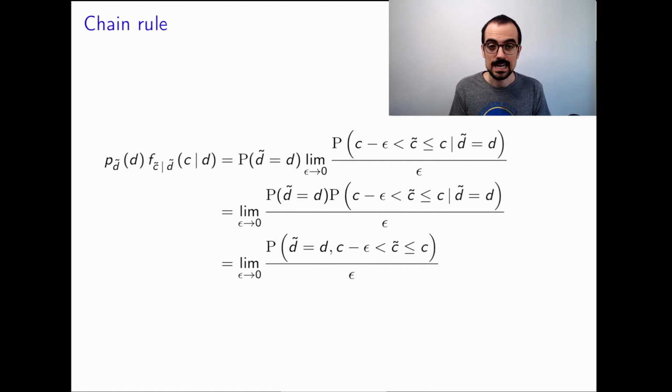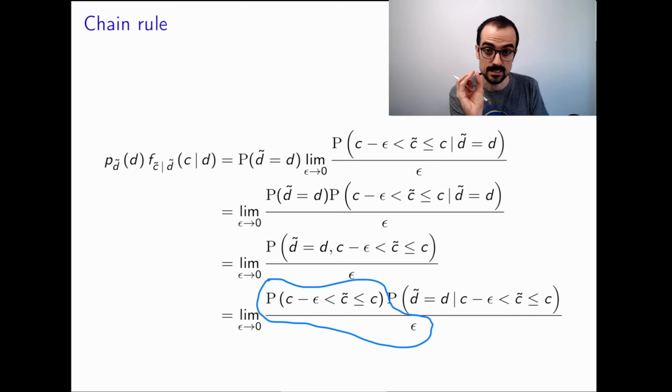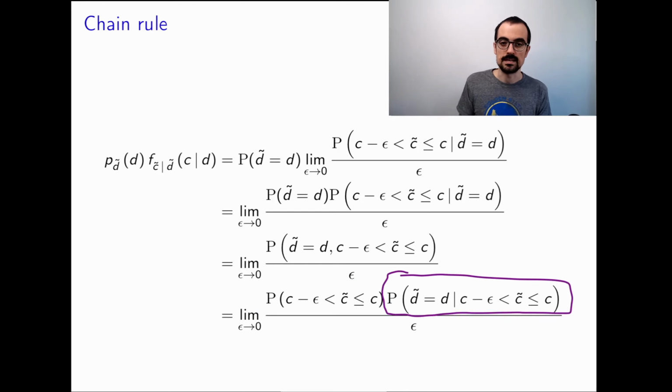And now I can just apply the chain rule in the opposite direction. So this is just equal to the probability that C is in that interval times the conditional. But what has happened here? When I take the limit again, when epsilon goes to 0, I have ended up with this density. This is exactly the density of C, the probability that C is in a certain interval divided by the length of the interval. And on the other hand, I've ended up with our definition of the conditional PMF of D.